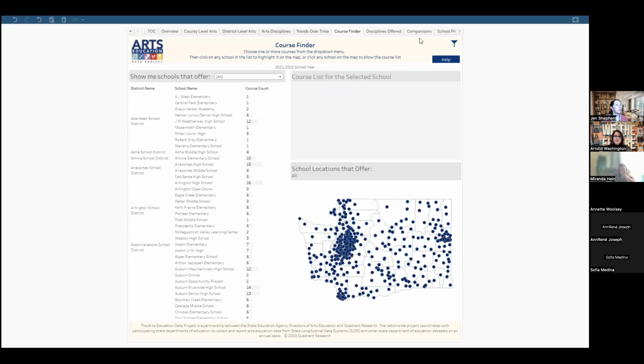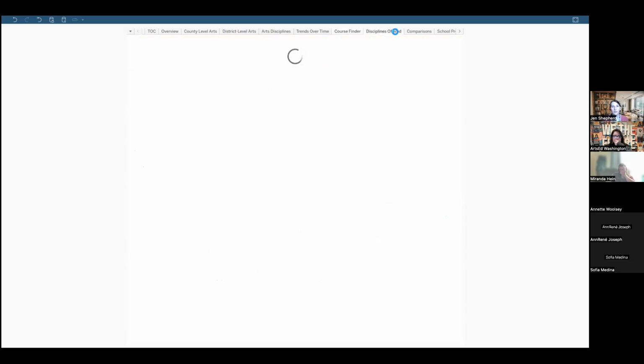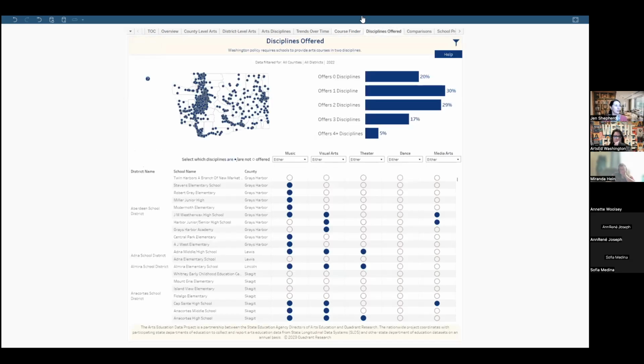Let me point out the disciplines offered. I showed you the simple chart here at the bottom with all the different filters. I also want to point out that it buckets each of the schools by how many disciplines it offers. So you can see the 0, 1, 2, and so on. That's an interesting distribution of what the data looks like in Washington in terms of how many disciplines are being offered.